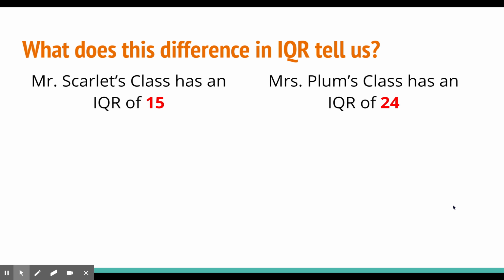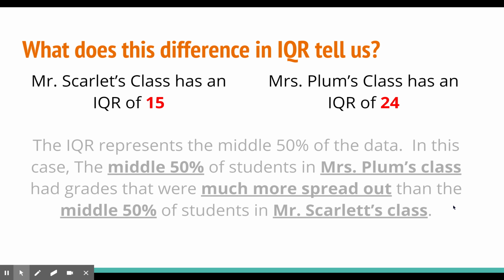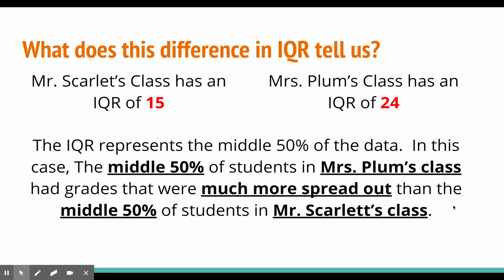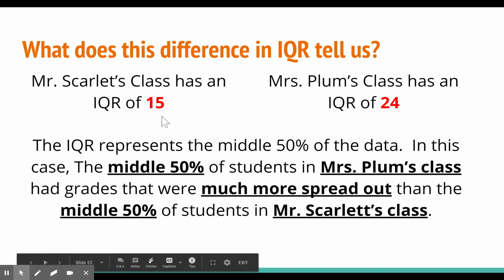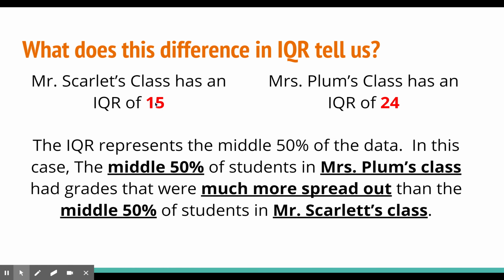Tell us. So remember, Mr. Scarlett's was 15, Mrs. Plum's was 24. Remember about the interquartile range, that's where 50% of our data is. So in Mrs. Plum's class, the grades were a lot more spread out because 50% of the students, their scores were 24 apart. We had this range of 24 where 50% of the data was. So you had some kids scoring a lot lower than some others. Where in Mr. Scarlett's, half of the class was only 15 apart from each other. So a little bit more clumped together, a little bit closer to what their scores are.